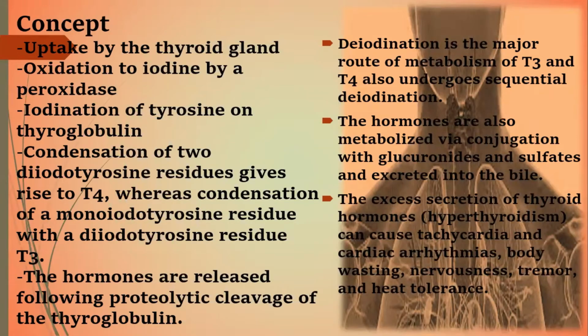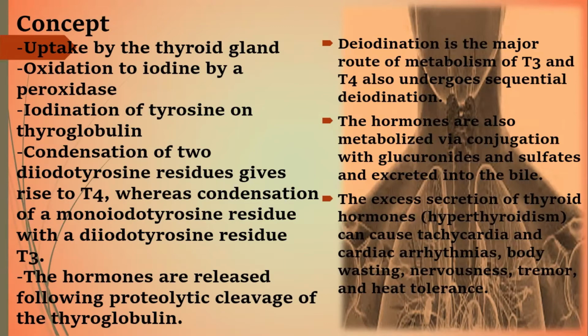The concept of hyperthyroidism involves uptake by the thyroid gland, then oxidation to iodine by a peroxidase enzyme, the iodination of tyrosine on the thyroglobulin, and the condensation of two diiodotyrosine residues that gives rise to T4, whereas condensation of iodotyrosine residue with diiodotyrosine residue gives T3.